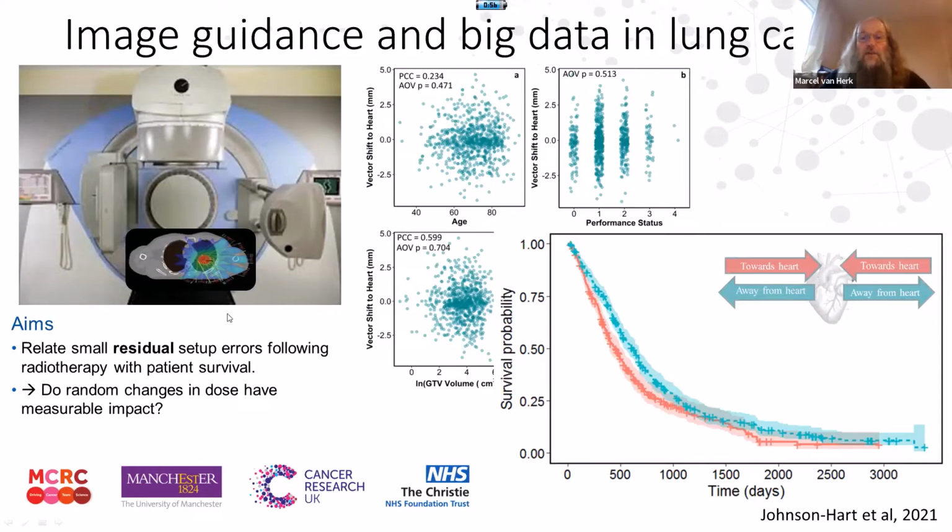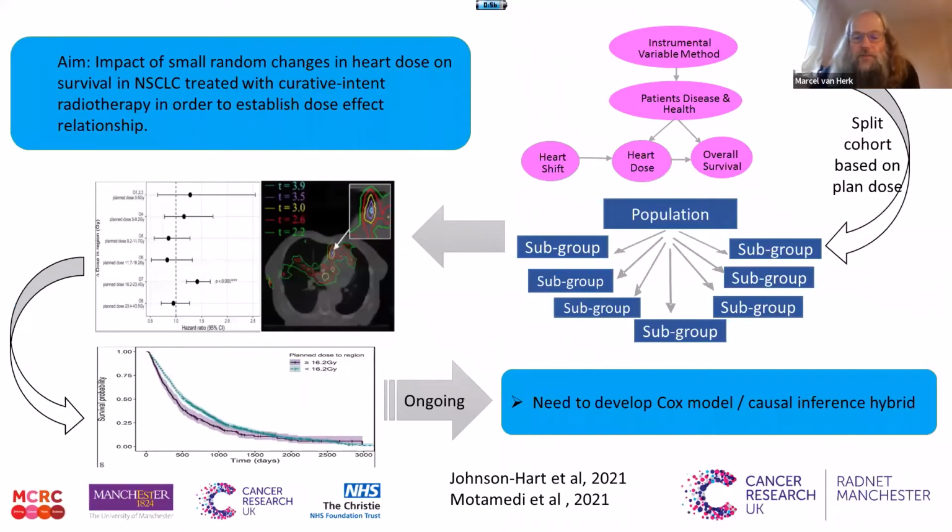And it turned out that if you factorize the shifts, indeed in the shifts towards and away from the heart, you find a significant difference in overall survival. And this actually is an instrumental variable method, because we have a small modification of the dose that is not related to any confounders. And we showed in a cohort here of about 1,000 patients that we could relate that to survival. So now we are looking into creating an instrumental variable method that is more formal.